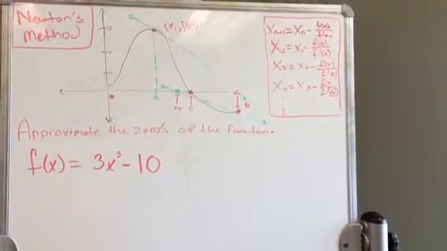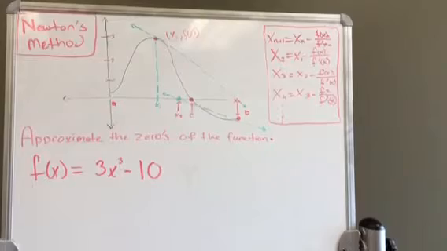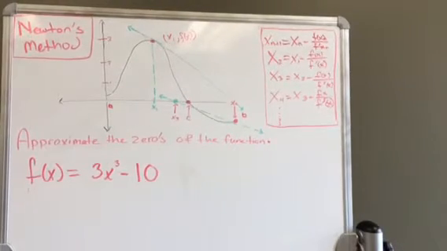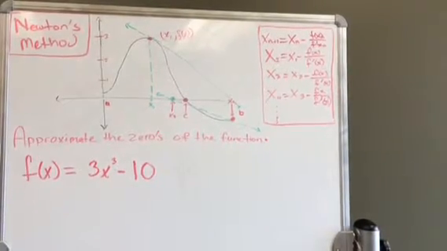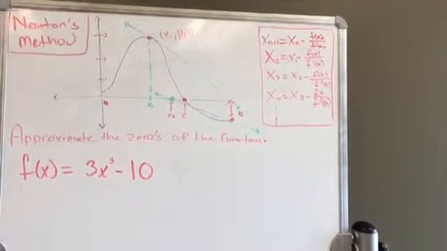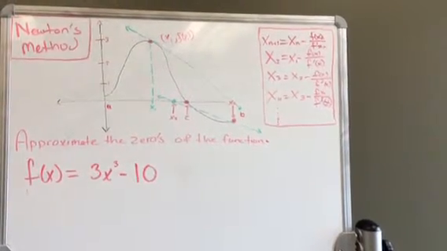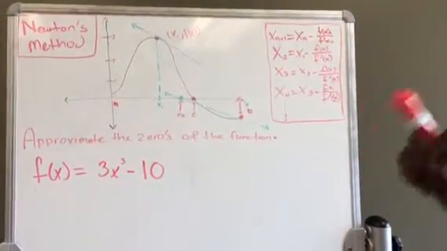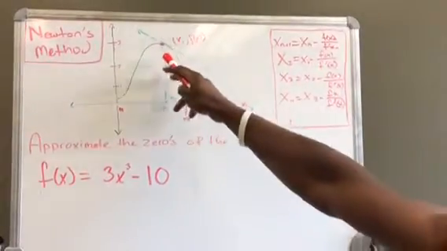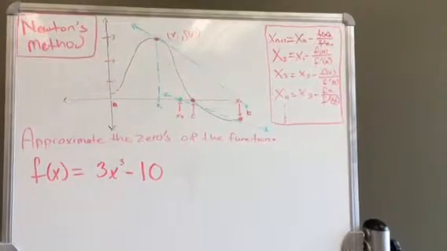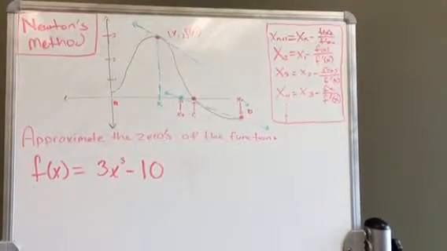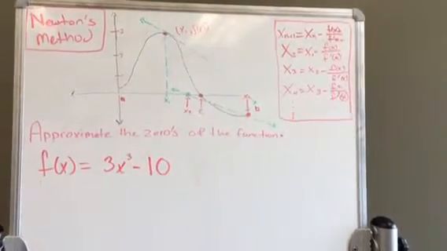In Newton's method, the formula is x sub n plus 1 equals x sub n minus the function itself divided by the derivative of the function. And when you pick x sub 1, it is going to be your first point picked on your graph, which is going to set you up to use a function for the tangent line in order to find x sub 2.